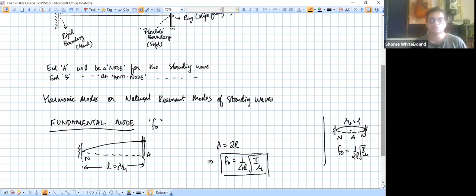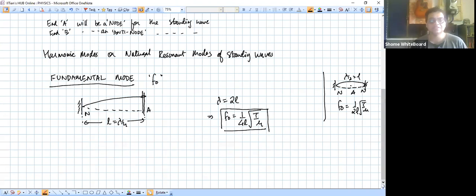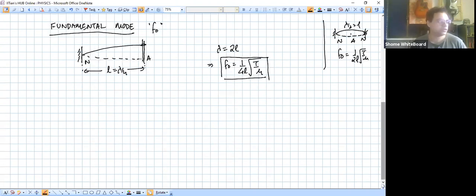Now likewise, you will understand the first overtone is the next possible case for low frequency. The next lowest frequency possible is when you have the next lowest number of nodes and antinodes. So that will be called the first overtone mode.